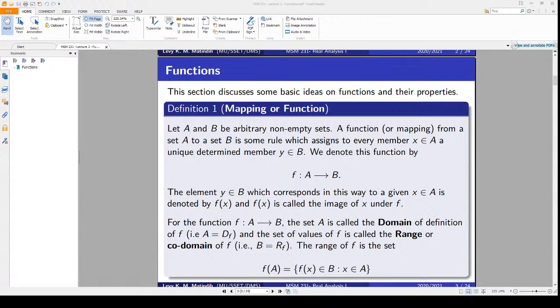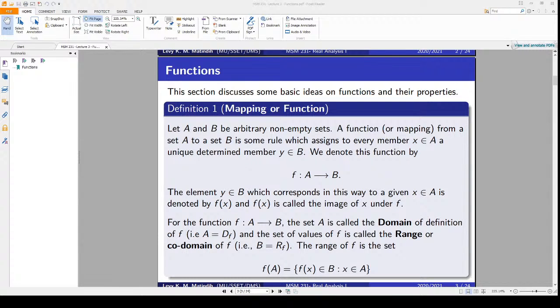What do we mean by being unique? We are saying this f acts on an element in set A, and the resulting element Y in set B is unique, only one. So in short, every element in A has only one image. It assigns to every element in set A a uniquely determined member Y in set B.